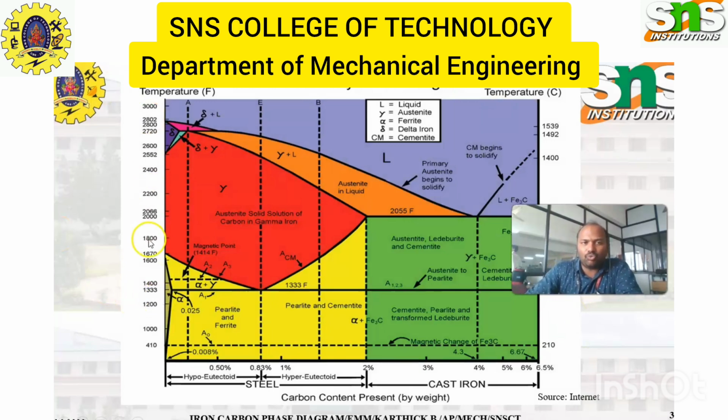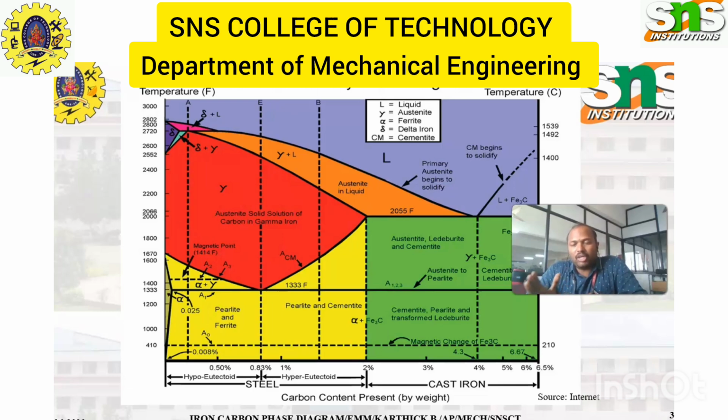This phase diagram has temperature on the y-axis and carbon weight percentage on the x-axis. When we look at the x-axis, it is divided into two parts. The first one is steel, from 0.0001 to 2 weight percentage of carbon. That means carbon up to 2% is mixed with iron, and at that time it is called steel.